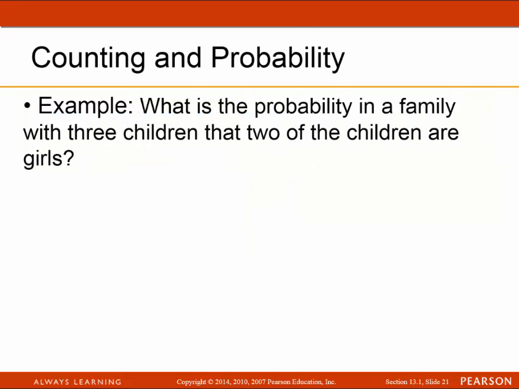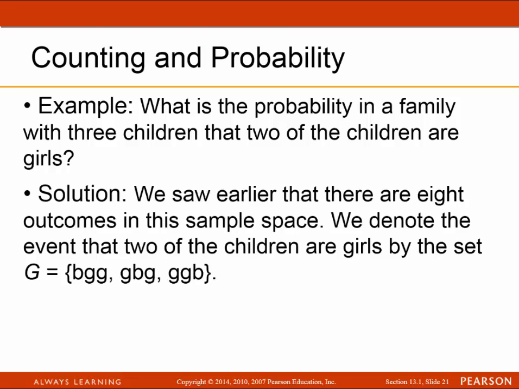So what is the probability in a family of 3 children that 2 of the children are girls? We saw earlier that there are 8 outcomes in the sample space, and we denote the event that 2 of the children are girls by the set G, and here you can see the 3 possibilities. We know the sample space is 8 possible outcomes, so 3 divided by 8 gives us the probability that a family with 3 children will have 2 girls.